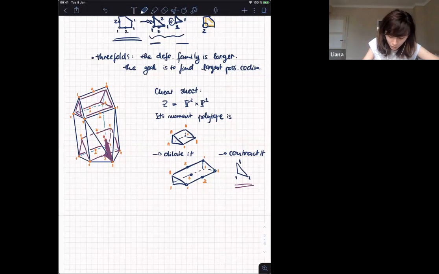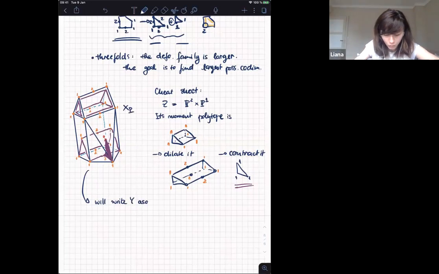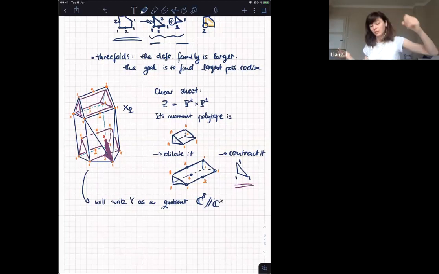So I'm not going to write just the rays of Y, because, as somebody pointed out, it's not enough just to give the rays of a toric variety in order to completely determine it. So I will write the Y that you obtain from doing this to XP, so this was XP, as a quotient of C, so a GIT quotient. Sometimes it's a lot more convenient to write toric varieties as GIT quotients. So by C star to the 3.